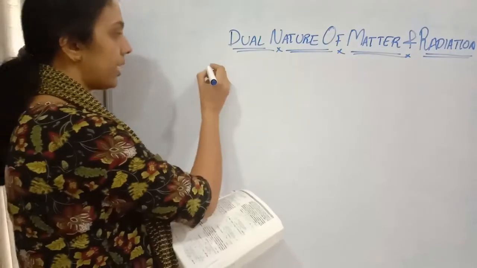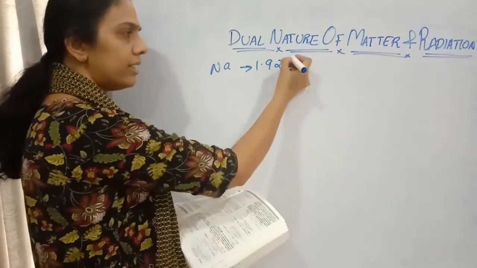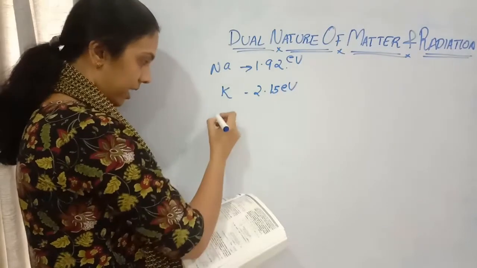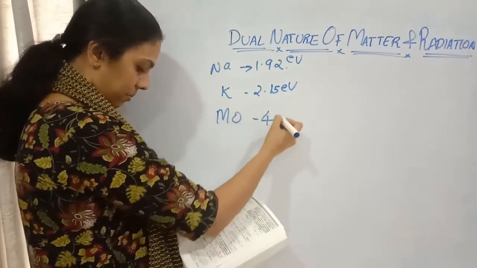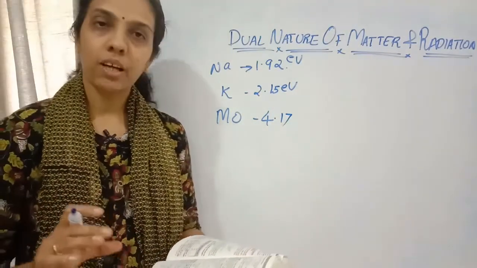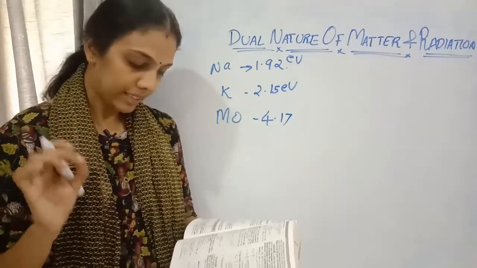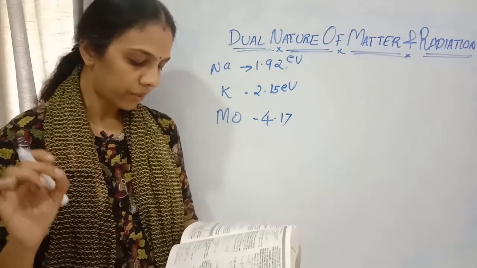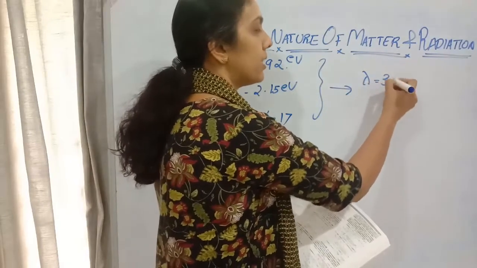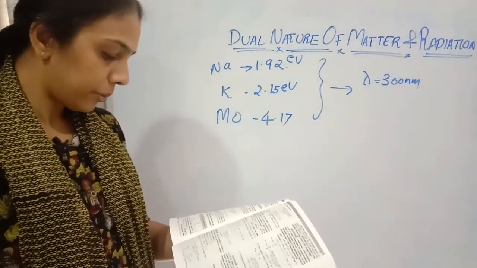So here it is given that sodium has a work function of 1.92 electron volt, potassium 2.15 electron volt, and molybdenum 4.17 electron volt. So these are the work functions of certain photosensitive metals. Each of these metals is exposed to radiation of wavelength 300 nanometer. And which of them will not emit photoelectrons, and why?